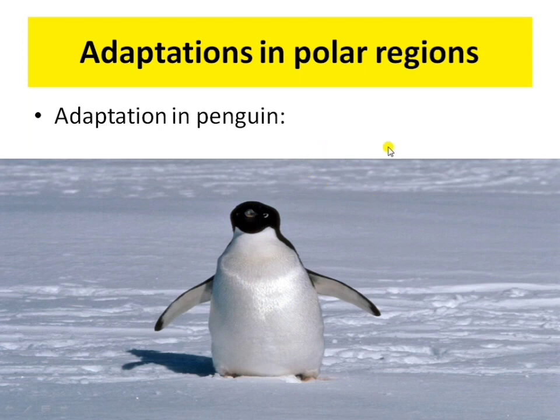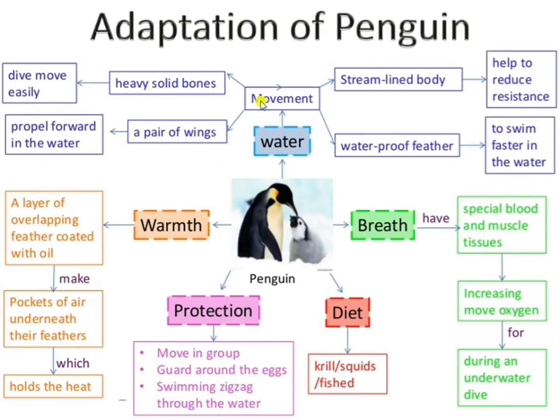Now we are going to study some adaptations of penguin in polar region. Penguin is a bird with a pair of wings. They have flap-like wings and it doesn't fly and lives in the extreme cold climate at the South Pole region of the earth. It walks on ice with its two feet. They have two feet and they walk on the ice with their two feet.